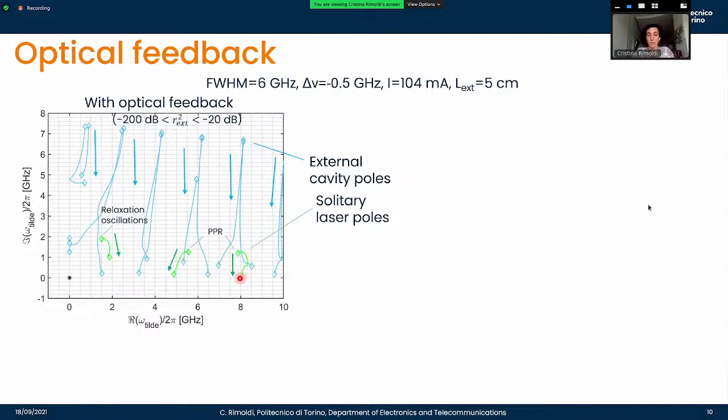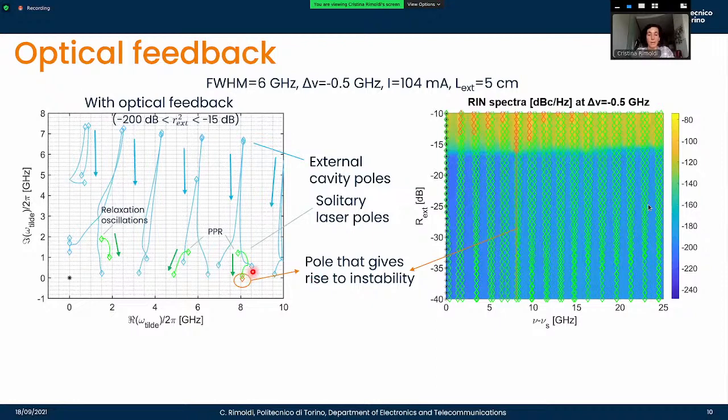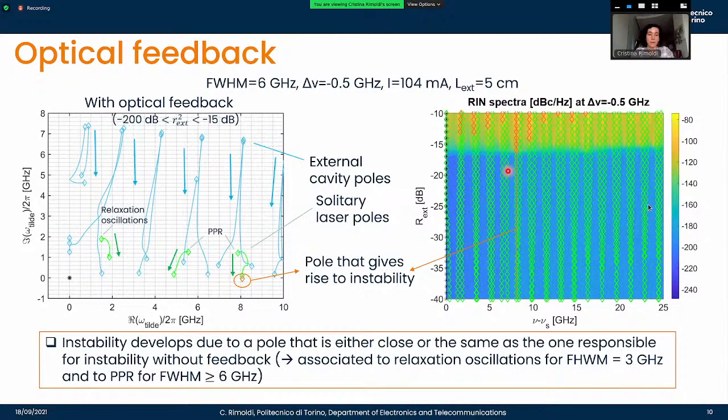These lines represent the trajectory, eventually giving rise to instability when an external cavity pole becomes resonant with one of the solitary laser poles, especially the one with the minimum damping factor. You can see basically the same thing also in this picture here for the ring spectra. This kind of behavior is similar for other FWHMs and also for other values of the tuning, which allows us to conclude that instability develops due to a pole that is either close or the same as the one responsible for instability without feedback.